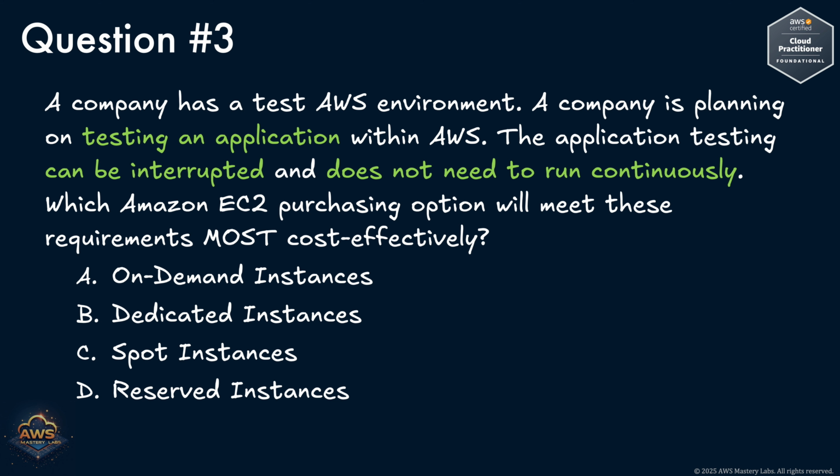Let us identify and interpret key phrases in the question that will help with answering it. First, the environment is for testing, not production. That usually means flexibility is acceptable. Next, the key phrase, the application testing can be interrupted and does not need to run continuously. That tells us this workload is fault-tolerant and interruptions are okay.